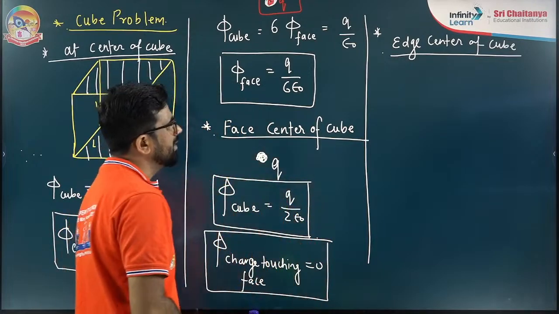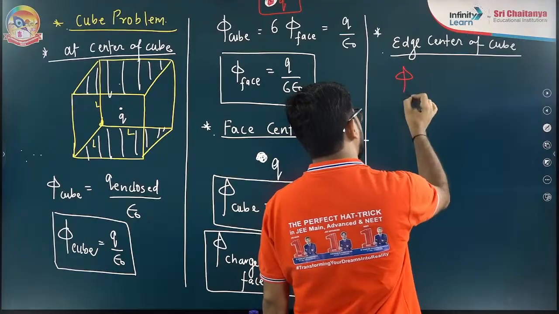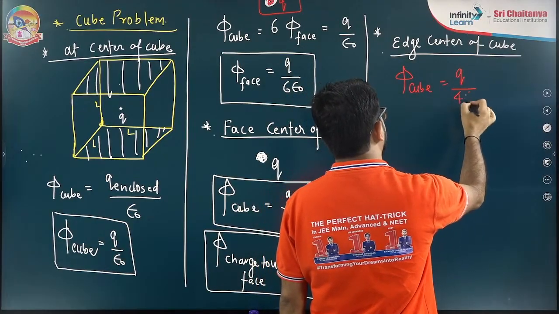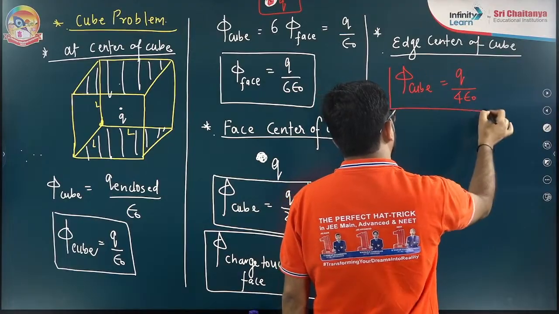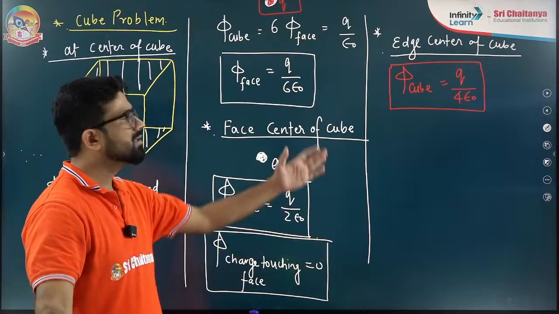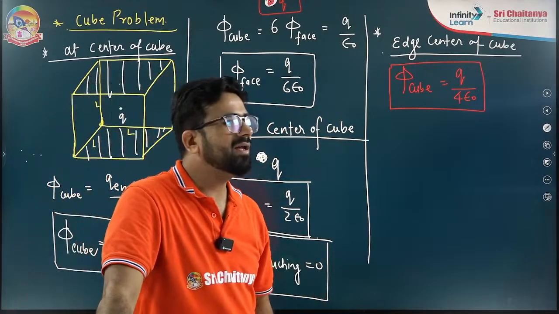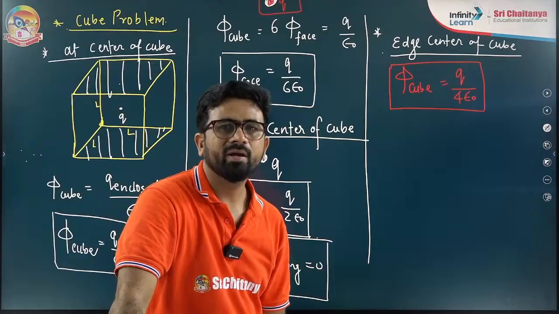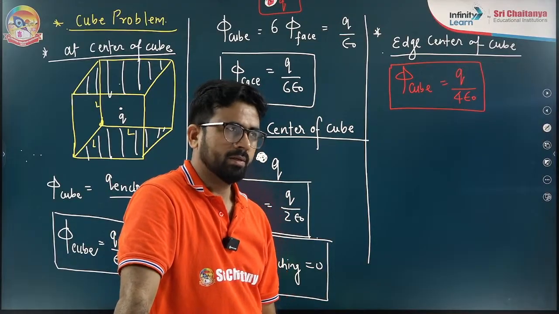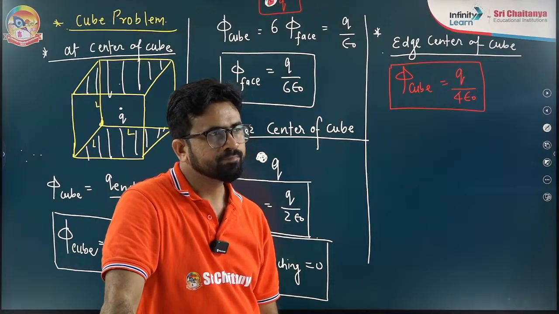So what you can say is that the flux associated with one cube is equal to q by 4 epsilon naught. This is the flux associated with it. You can say directly phi is equal to q by 4 epsilon naught. Clear, beta? Is it clear to everyone?